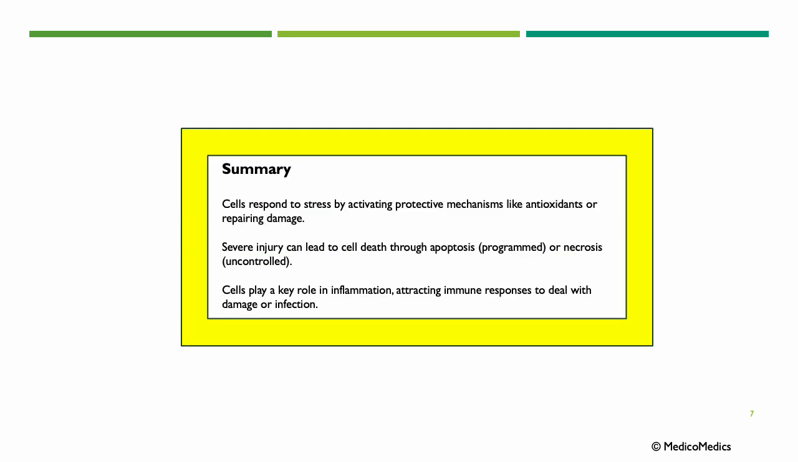So, in summary, then, cells respond to stress by activating protective mechanisms like antioxidants or repairing damage. Severe injury could lead to cell death through apoptosis, which means programmed cell death, or necrosis, which is uncontrolled cell death. Cells play a key role in inflammation, attracting immune responses to deal with damage or infection.